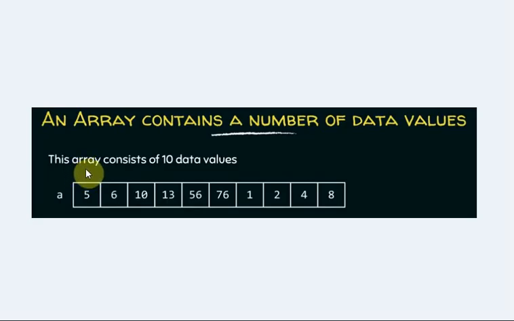Now for example, in index 2, what is the value? 10. Why? 0, 1, 2. Then index 9, what is the value? 8. Likewise, we need to understand this clearly. Whenever we need to access this data, we will be using this index number.